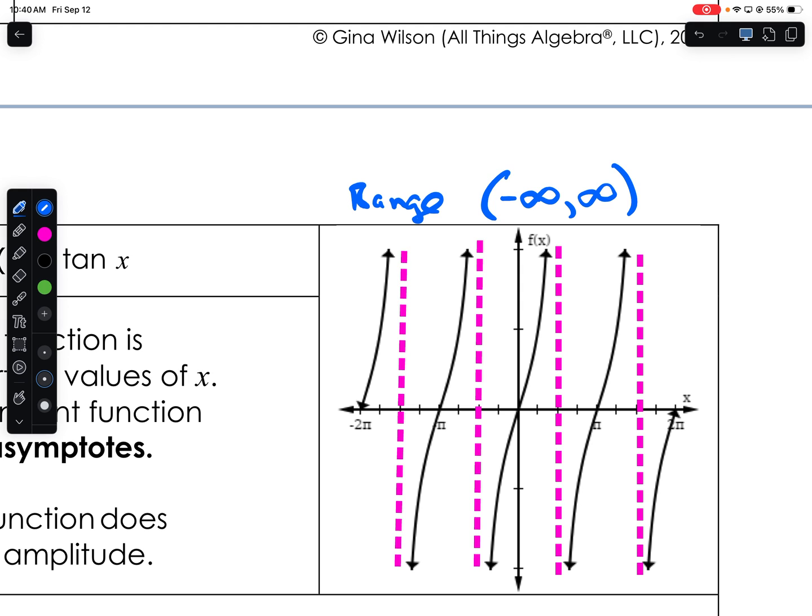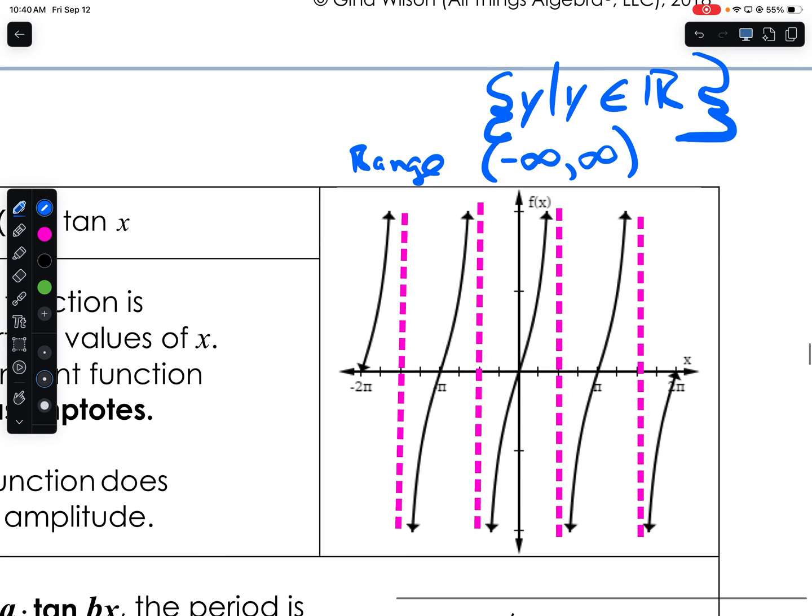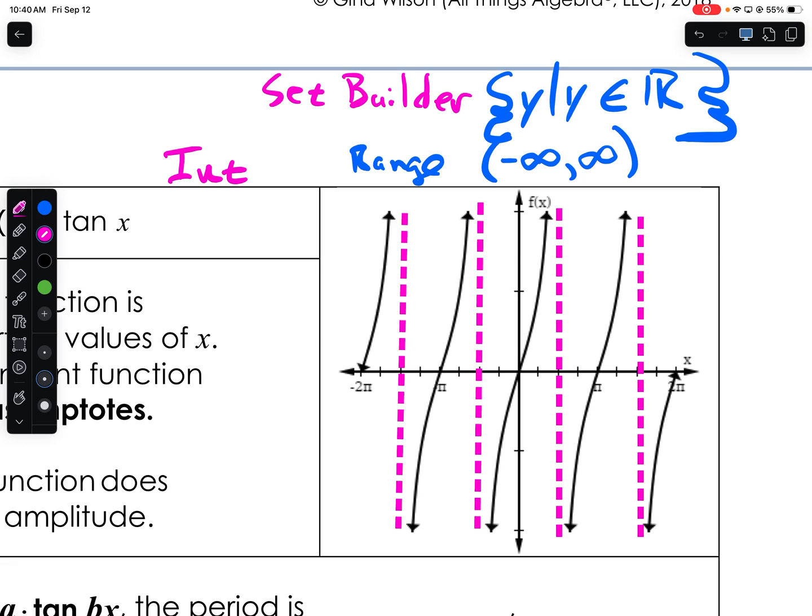If you write it in set builder notation, you can close that computer. Set builder notation looks like this: y such that y is an element of all real numbers. Written in gigantic. Get your packet out. Start writing. Okay. So that's how you write it. Set builder. This is interval notation right here. And this is set builder. Just so you can remember the difference, you got to know that.